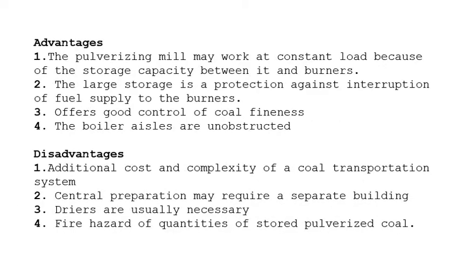So the advantages are that the pulverizing mill may work at constant load because of the storage capacity between it and the burners. Next, the large storage is a protection against interruption of fuel supply to the burners. Next, it offers good control of coal fineness. The boiler aisles are unobstructed.